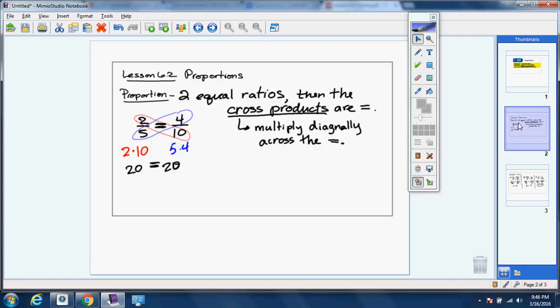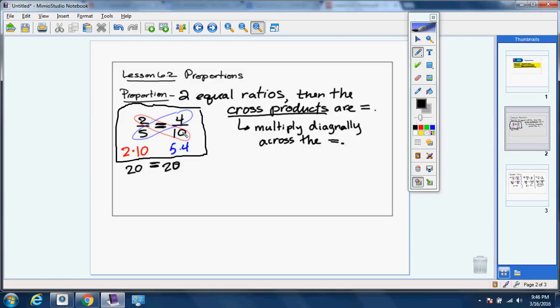To find out if two proportions are equal, which is really what we're doing, if they're two equal ratios, then the cross products are equal, meaning you multiply diagonally across the equal sign. What that means is you're looking over here in the box that I'm making right now, and what you need to do is if you take your two proportions, in this case you have 2/5 is equal to 4/10.